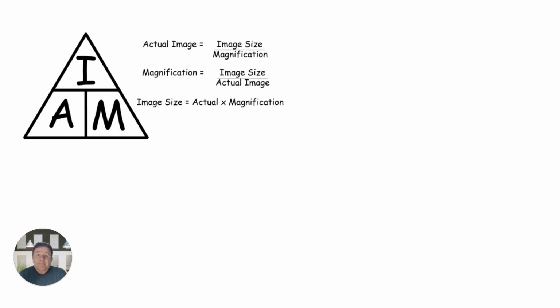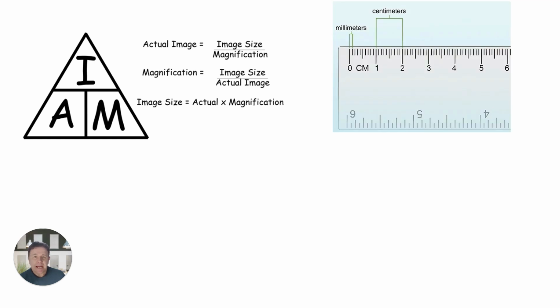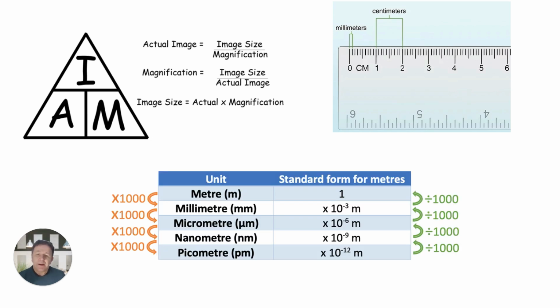You'll be asked to calculate the actual size and the magnification and image size. I use this little equation triangle called IAM, and that allows you to work things out. I would advise that if they want you to measure the width of a cell, you always use millimeters. Do not use centimeters, use millimeters.